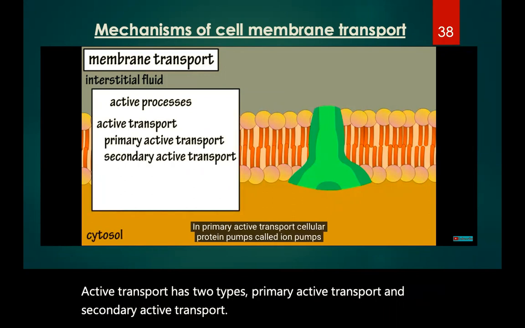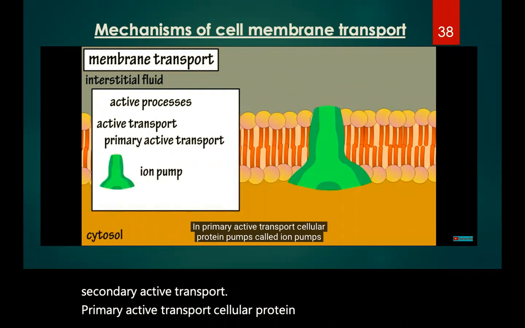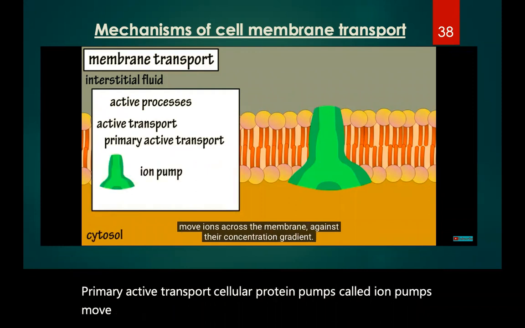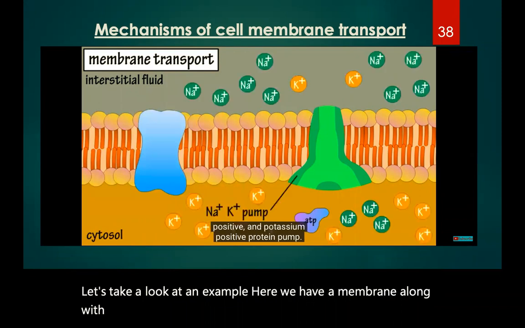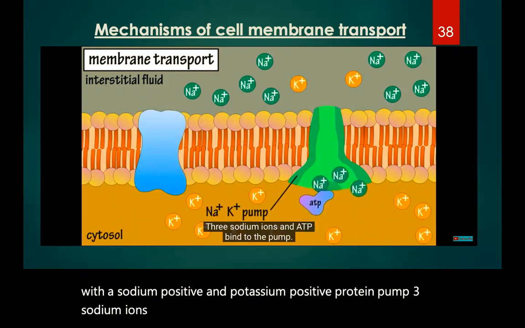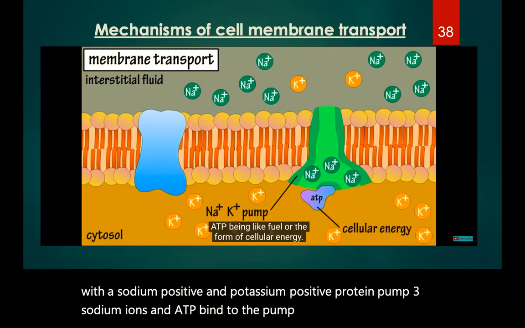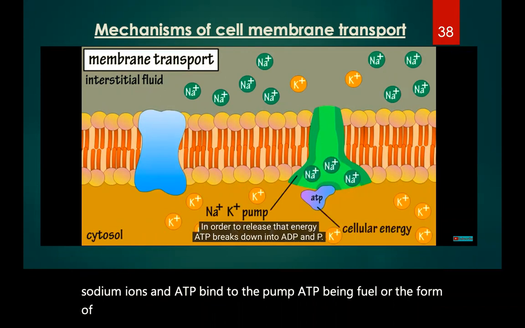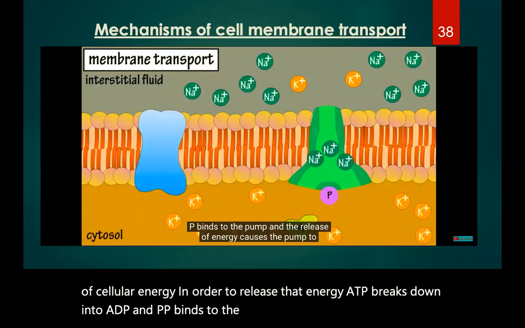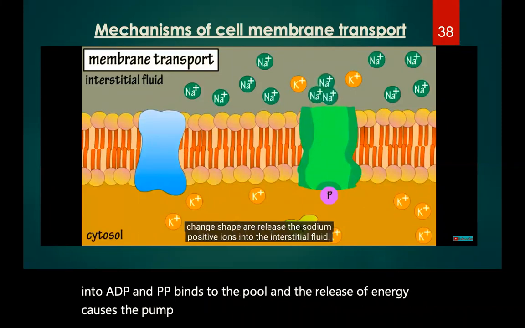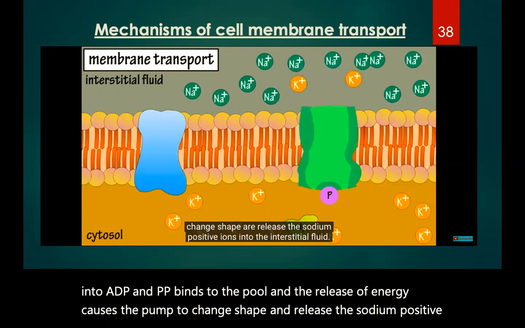In primary active transport, cellular protein pumps, called ion pumps, move ions across the membrane against their concentration gradient. Let's take a look at an example. Here we have a membrane along with a sodium positive and potassium positive protein pump. 3 sodium ions and ATP bind to the pump, ATP being like fuel or the form of cellular energy. In order to release that energy, ATP breaks down into ADP and P. P binds to the pump, and the release of energy causes the pump to change shape and release the sodium positive ions into the interstitial fluid.